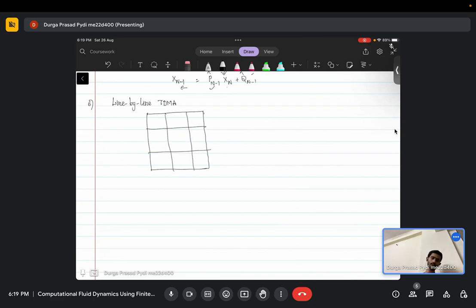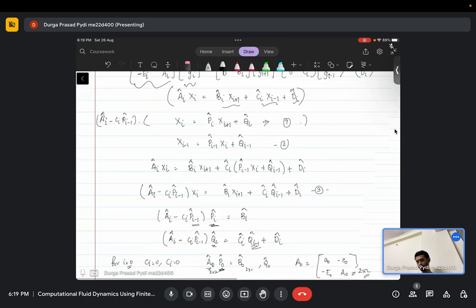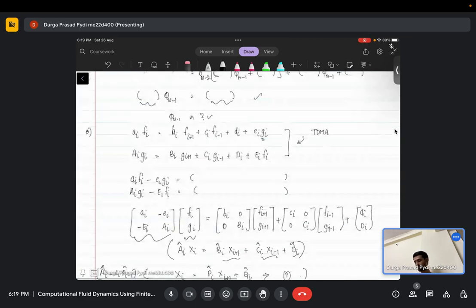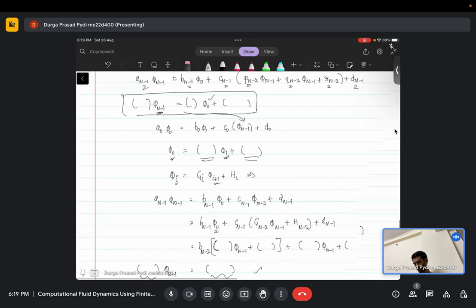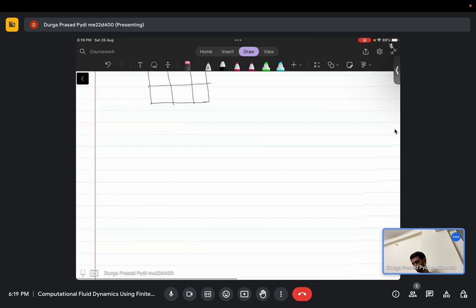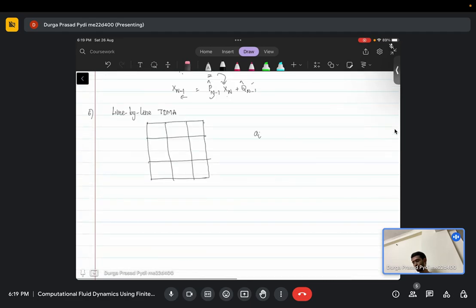The idea here is TDMA is only for 1D problems. The equation itself, the way we have derived this, assumes a particular form, okay, we'll take the general form. The equation of this particular form, a_P phi_i equals a_E phi_{i+1} plus a_W phi_{i-1}. So it just works for a 1D case.